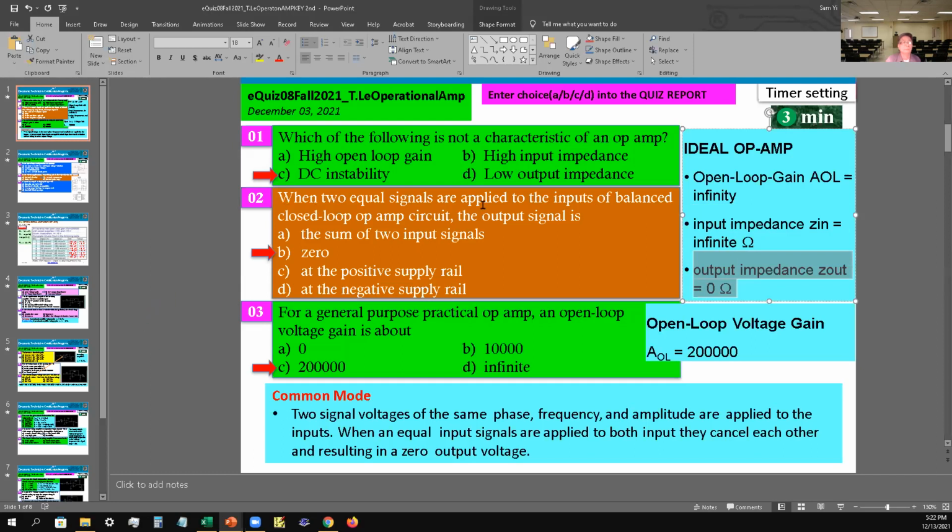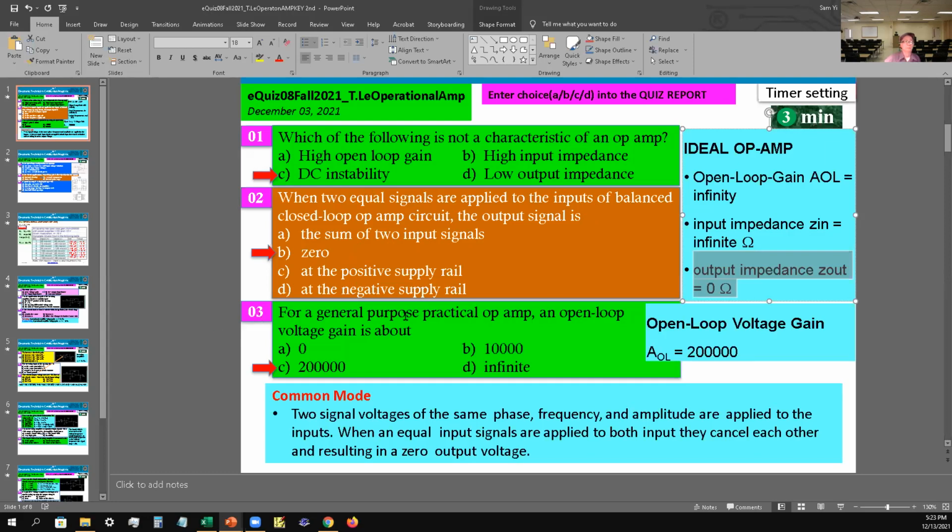Okay, and number 2, when 2 equal signals apply to the input of balanced closed loop op-amp circuit, the output signal is, the answer would be B, as in Bob. For number 2, that is the basic op-amp, like the differential amplifier. If you put 2 different signals, it's a differential; when you put the same thing, it's called common mode rejection. So they're going to reject the whole thing, and it's going to go 0 output. So the answer is B as in Bob for number 2.